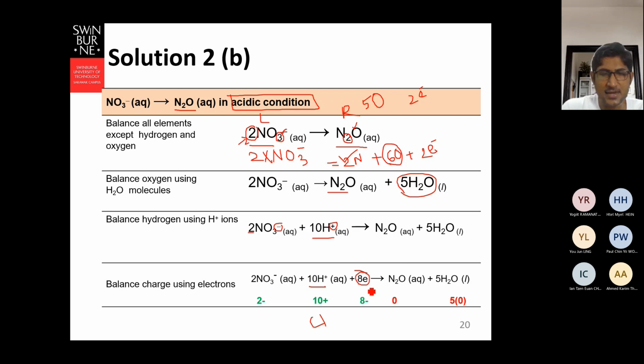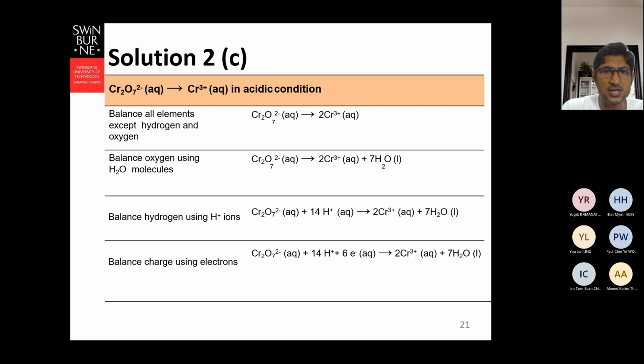Now I added this electron, and on both sides I see that electrons are balanced. So zero electron on this side. Same goes for this dichromate, Cr2O7 2 negative, and then it becomes chromium 3 ion. So same thing, we have lost 7 oxygen.